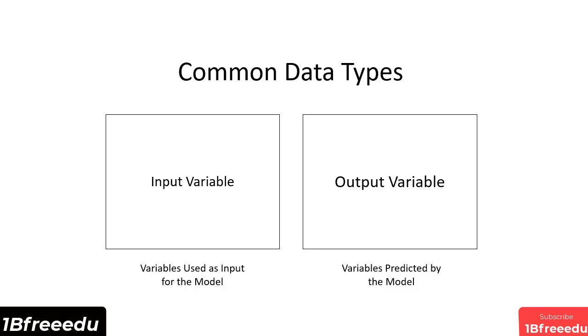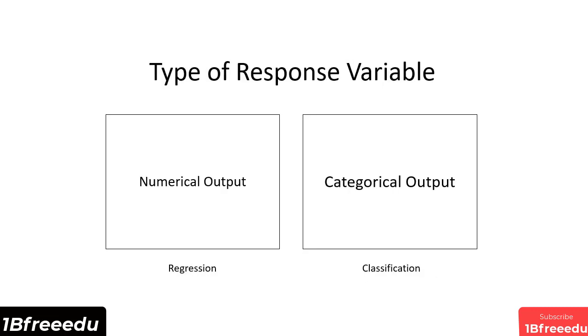The type of response variable typically indicates the type of predictive modeling problem being performed. For example, a numerical output variable indicates a regression predictive modeling problem, and a categorical output variable indicates a classification predictive modeling problem. So, numerical output, regression predictive modeling problem. Categorical output, classification predictive modeling problem.